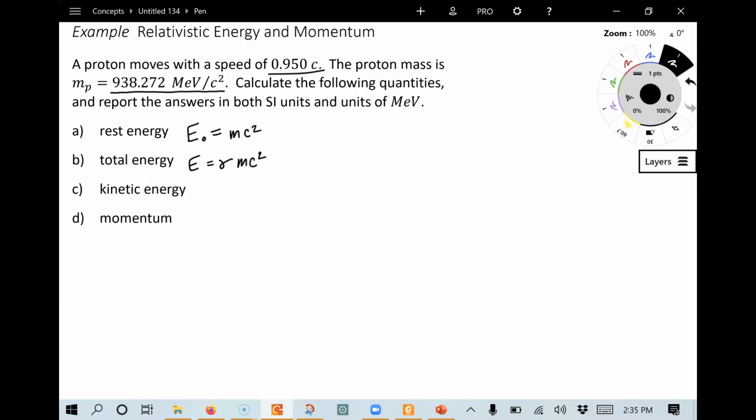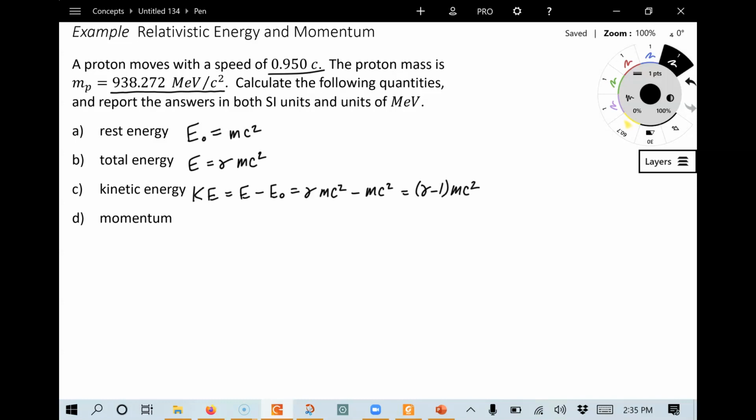And finally, the kinetic energy. Kinetic energy is the difference: the total energy E, if we subtract off the rest energy, we're left with the kinetic energy. And that allows us to write this in another way. If we plug in the values from above, gamma mc squared for the total energy minus mc squared for the rest energy, we can factor the mc squared out, and we're left with gamma minus 1 times mc squared.